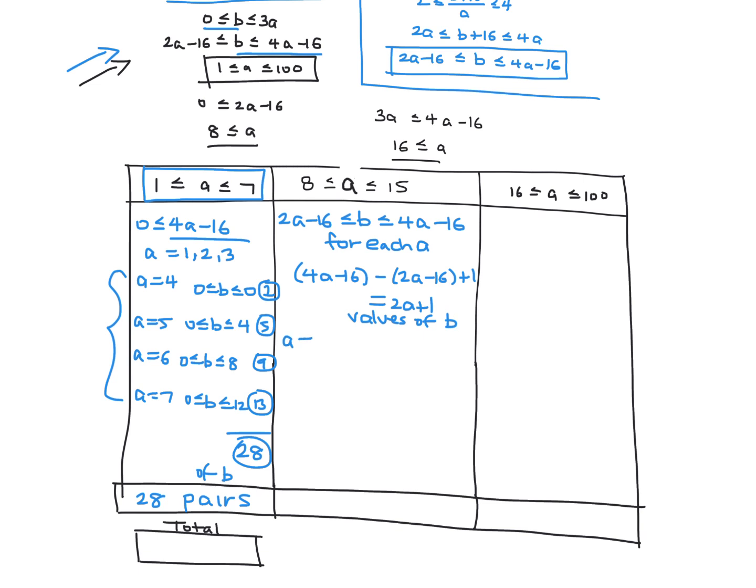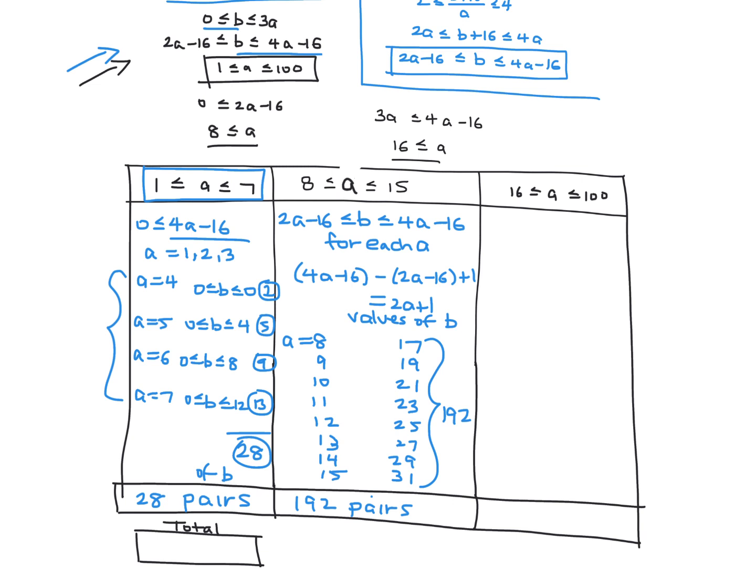So for A equals 8, it would be 17. For A equals 9, it would be 19. For 10, it would be 21. For 11, 23. For 12, 25. For 13, 27. For 14, 29. And for 15, 31. So when you add these up, it's 192. That's 192 values of B. For each value of B, there's a corresponding value of A. So therefore, there will be 192 pairs.